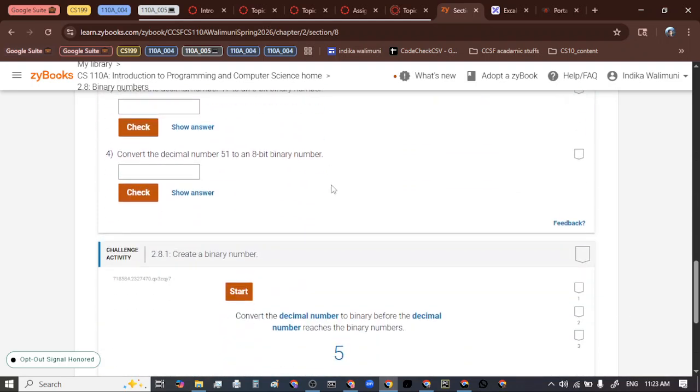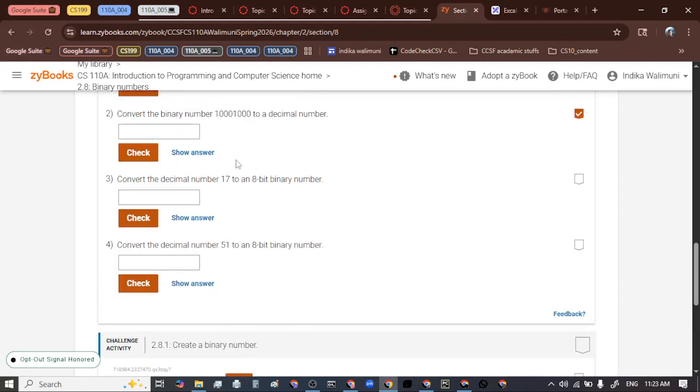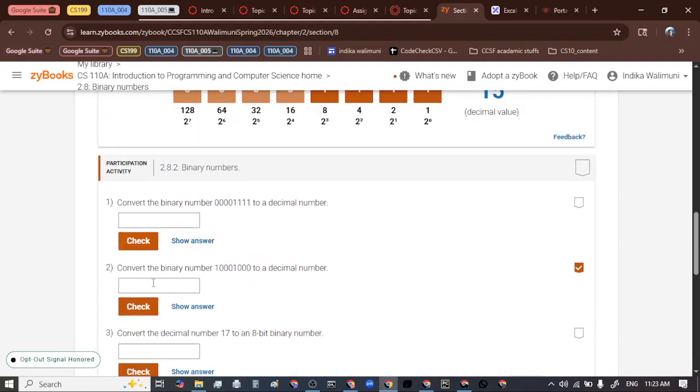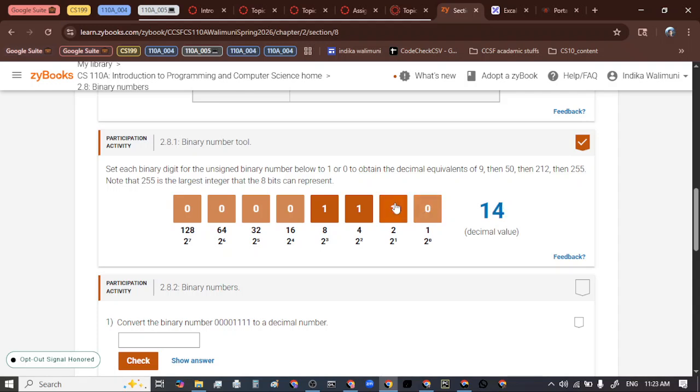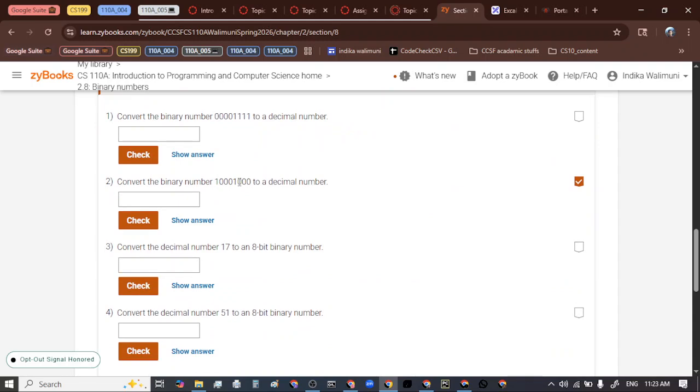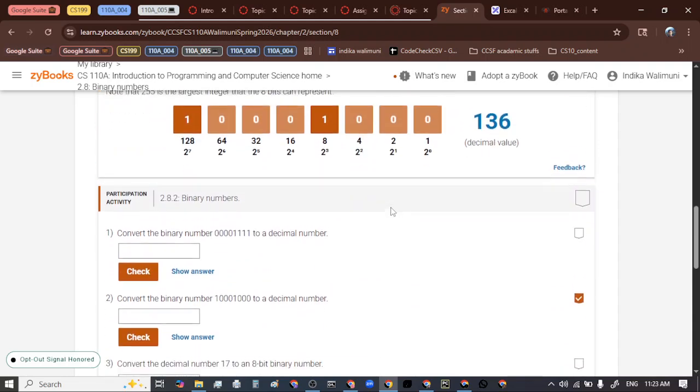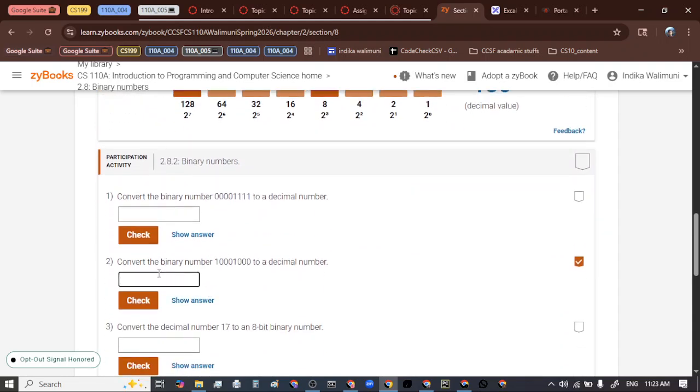So we can answer this. Let's quickly answer this one. Not that one, sorry, let's answer this one. We're going to come back to this one later. So let's convert this one. It's 1000 1000, right? See that? So what's the answer? 136. All right, there you go.